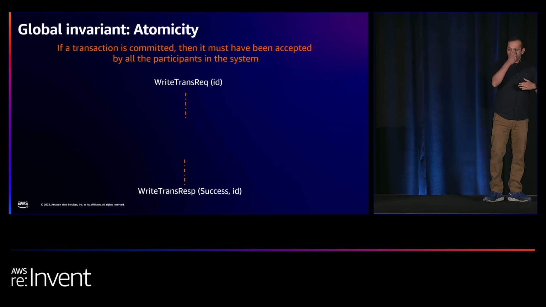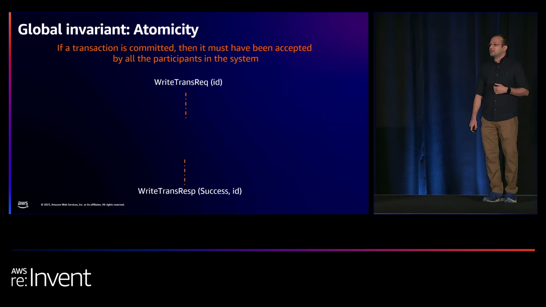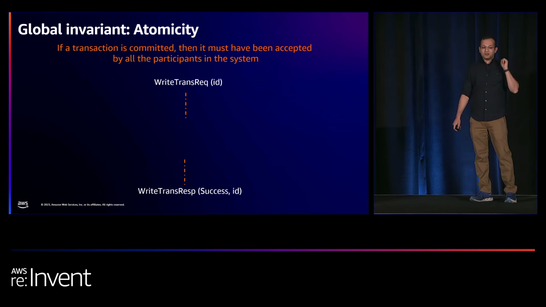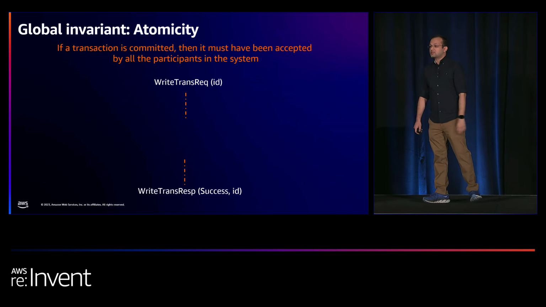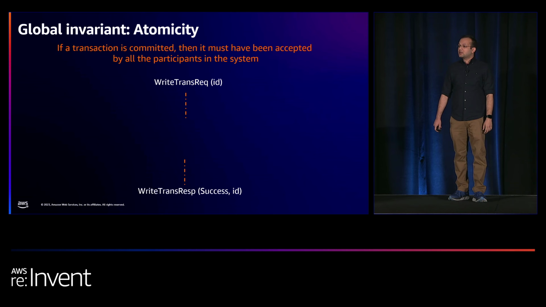So how do you think about that global invariant? One way to think about it in terms of execution is, let's say there is an execution in the system, and you saw a write transaction come in, and you saw that your system responded to the write transaction as being committed.